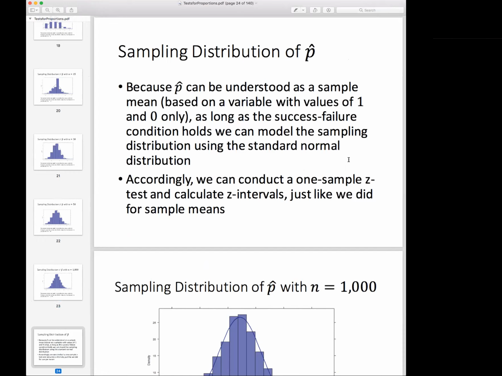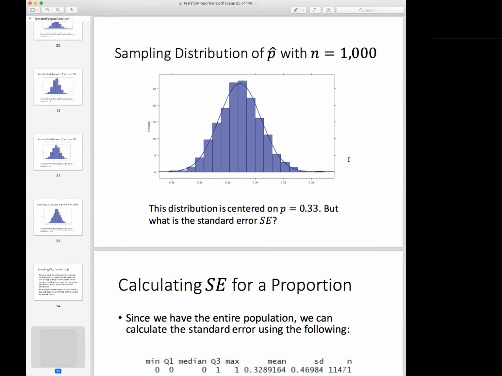So because p hat can be understood as a sample mean, based on a variable with values of 1 and 0 only, as long as the success-failure condition holds, we can then model it using the standard normal distribution. And we could also use our one sample z intervals like we had in the previous week.